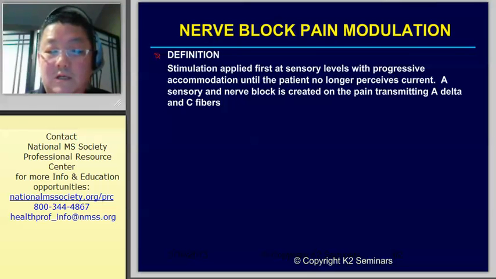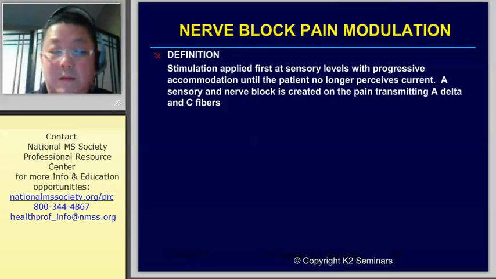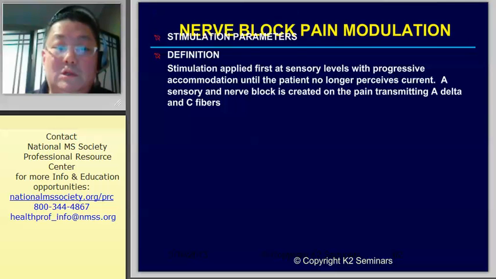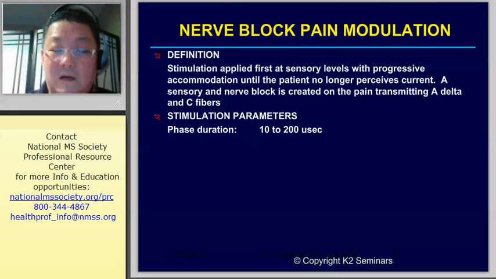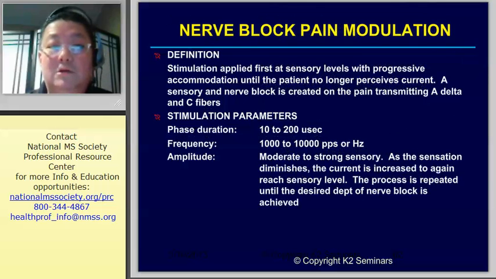Nerve block pain modulation is another cool tool. Remember the patient that Amy showed with her lying sidelying and trying to determine whether it was tone or whether it was a contracture. This is another way to determine that. So nerve block pain modulation is first applied at sensory levels, with progressive accommodation until a patient no longer perceives the current. Bottom line is that you're increasing the intensity gradually throughout the process because you get accommodation very quickly.